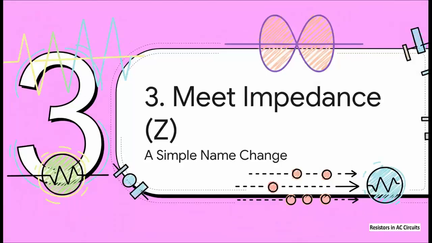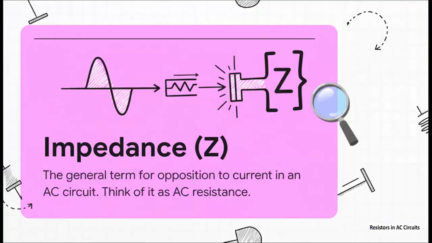We're going to see how this new world of AC introduces some new words. But don't worry, when it comes to a resistor, it's a lot simpler than it sounds. So in AC circuits, we talk about something called impedance, and we give it the symbol Z. All it is, is the total opposition to the flow of alternating current. Now, this concept gets super important later when we add other things to the circuit. But for now, let's just focus on our resistor.